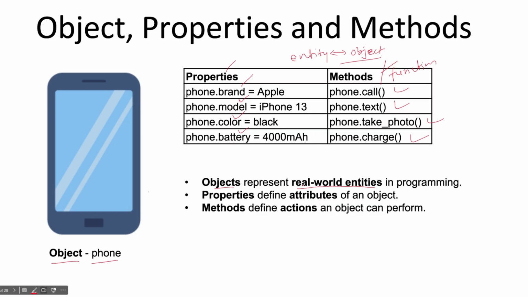Okay. So real world entities in programming. In programming, we create real world entities using objects. How we can create that, I will explain to you. So these objects have properties and methods. Properties are attributes and methods are actions that an object can perform, right?